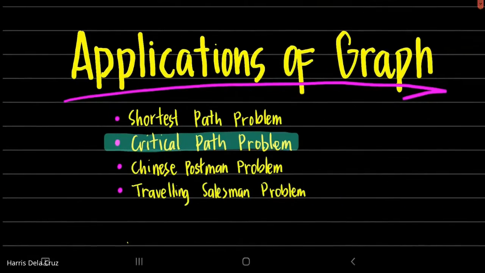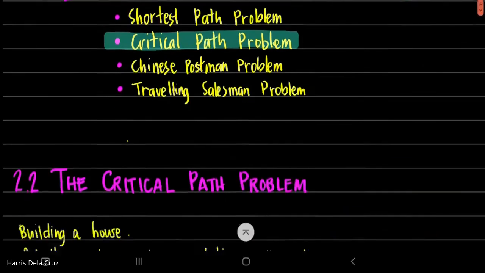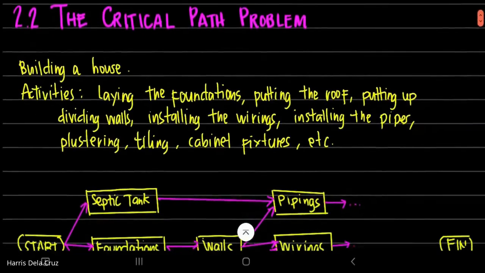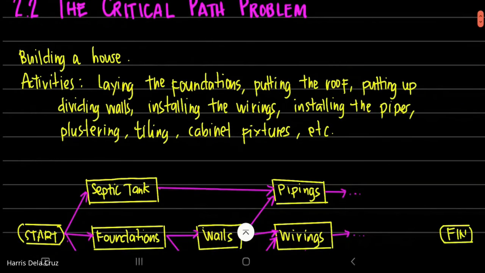Next is the critical path problem. Now, this is very similar to the shortest path problem, but in a way, it's totally the opposite. So, what's a critical path problem? Now, to have an idea of a critical path problem, let's say we want to build a house. Okay. So, pag nagbi-build tayo ng house, may iba't ibang activities yun eh. Hindi naman isang bagsak house agad, di ba?